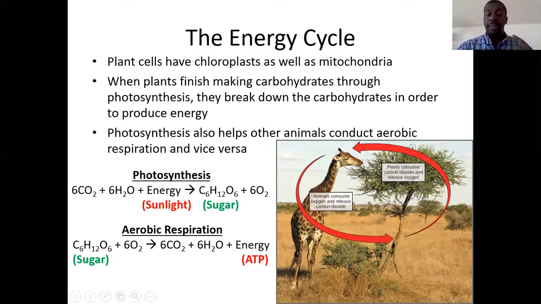So this is a cycle where animals and plants are really crucial to each other's survival. Plants are not going to be able to exist without animals, and animals cannot exist without plants, because we're producing the necessary things that we need in order to help us produce energy. Does that make sense?